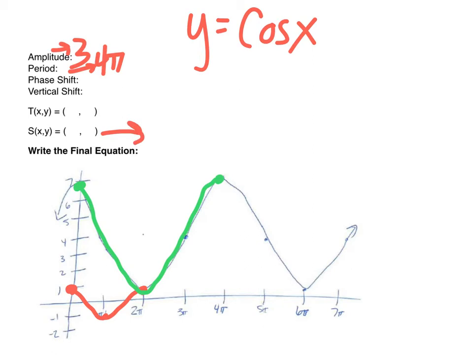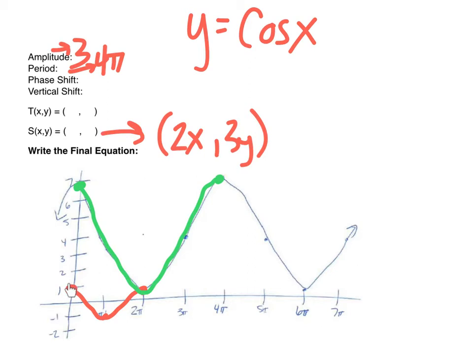For the y's, it is going to be 3 for the y. Again, the period was 2 pi, it went to 4 pi, so it was 2 times the x. Now here's where you have to be really careful if you chose to write cosine, is with this vertical shift.